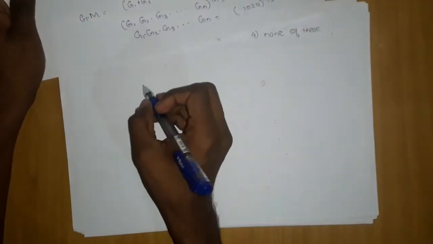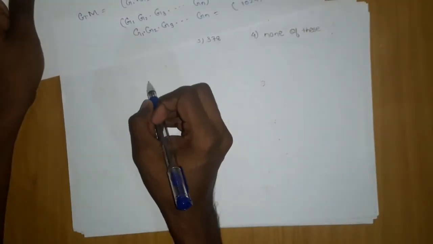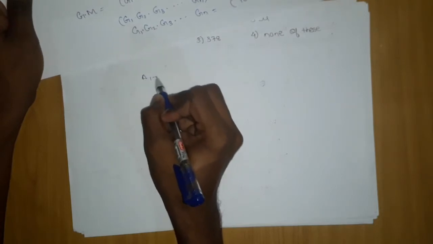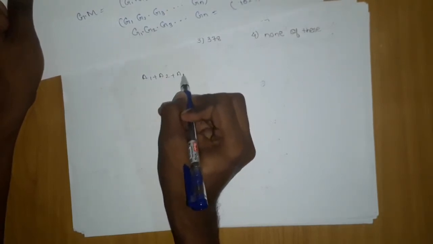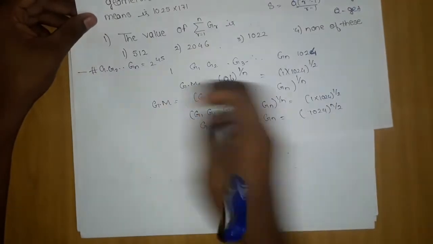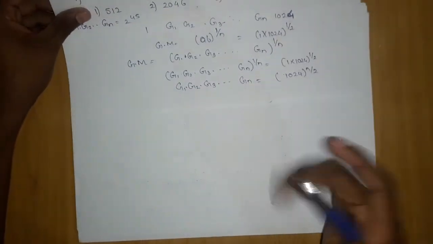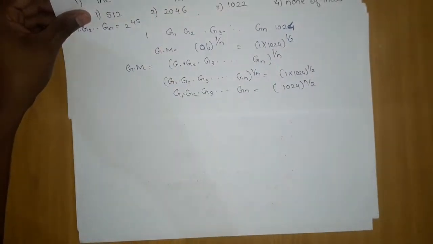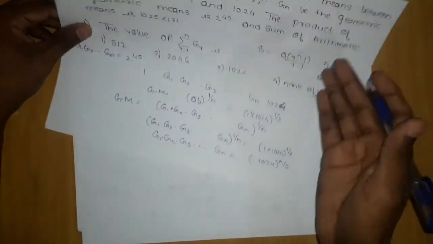Let me move on to the next page. They have given me the summation of a1, means a1 plus a2 plus a3 and so on till an is nothing but 1024. That is the given information. I forgot to mention it, sorry for that. When they told me about sum, I think about a and n. I need to get a and n.